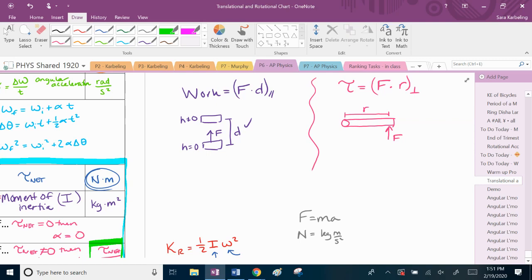If I have a force that acts at an angle, in either of these cases, I have to just take the component that is either parallel or perpendicular. You with me there? I have to take only the component that we're talking about.